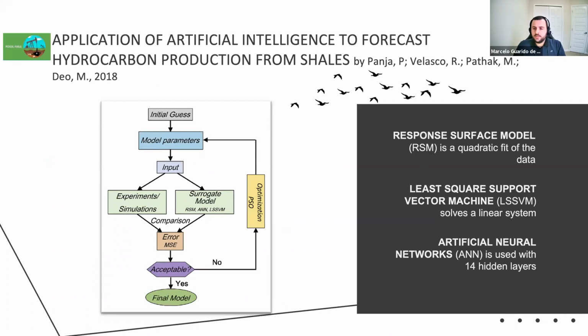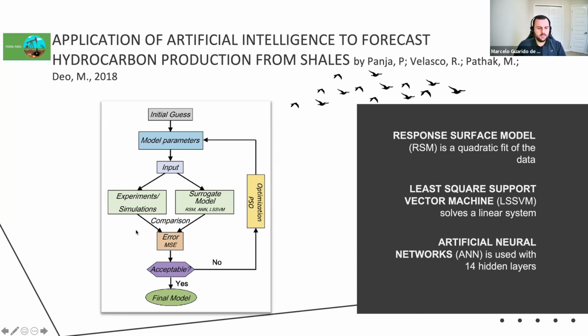So that is another one for production forecasting, another paper. I found this interesting, the way they are selecting the parameters. The name is Application of Artificial Intelligence to Forecast Hydrocarbon Production from Shale by Panjan and others, 2018. They are comparing two different machine learning methods, the support vector machine and the neural network, with one that's commonly used in the industry. That's the response surface model, a quadratic fit of the production.